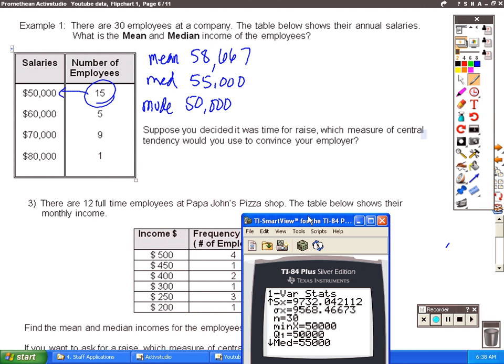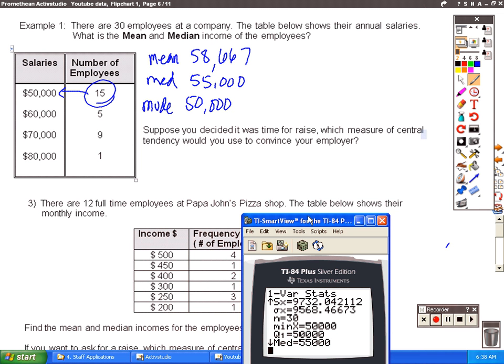All right, now the question that they're asking you here is, suppose you decided it was time for a raise. Which measure of central tendency would you use to convince your employer? If you wanted a raise, you would want to show your boss that your salary is too low, or that the salaries were too low.